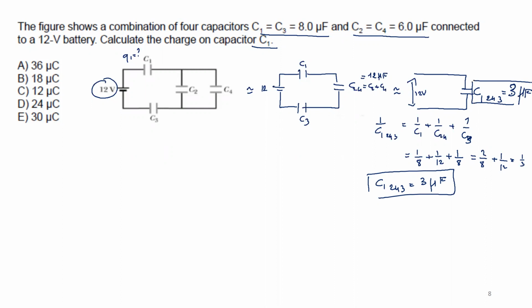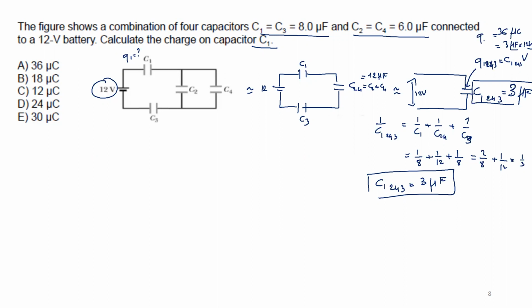Good. Now let's reverse the problem. So I know that this is 3 microfarad. So what's the charge here? The charge Q1243 will be just C1243 multiplied by the voltage. So it will give me 3 microfarad multiplied by the voltage, which is 12 volt. Okay, 3 microfarad multiplied by 12 volt gives you 36 microcoulomb. Again, microfarad multiplied by volt gives you microcoulomb. Farad multiplied by volt gives you coulomb.